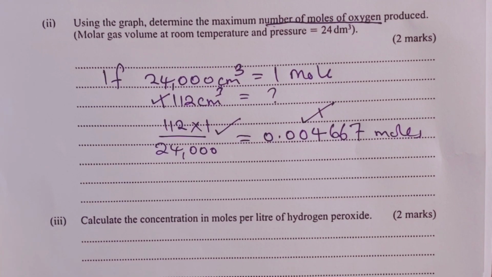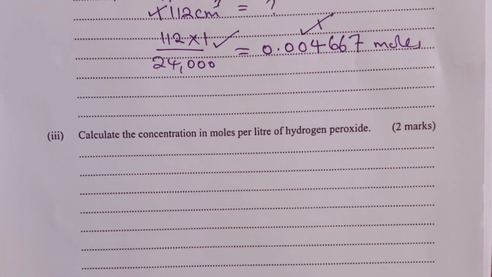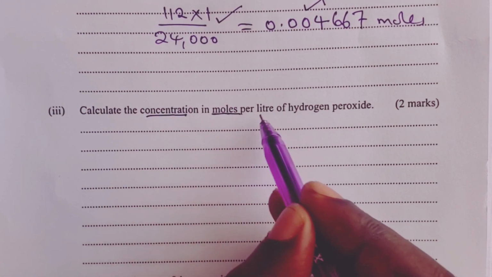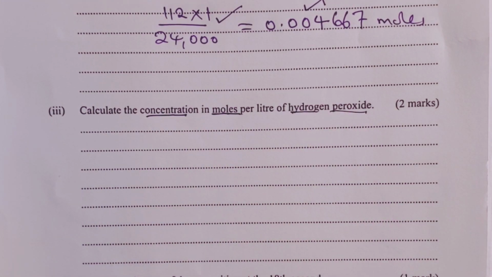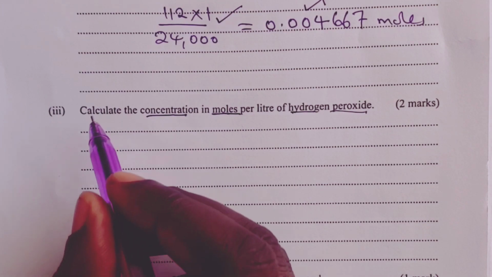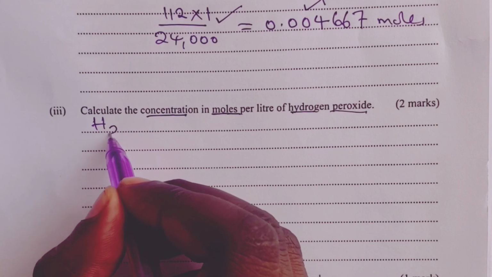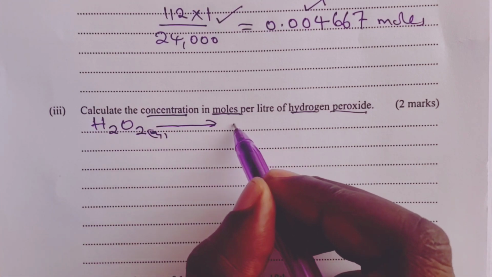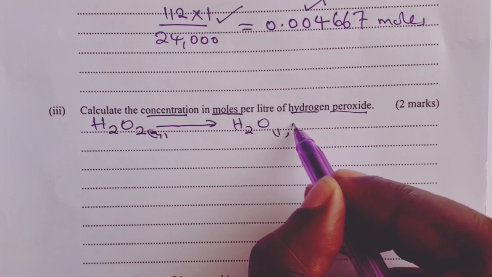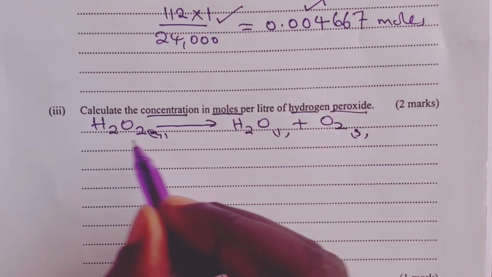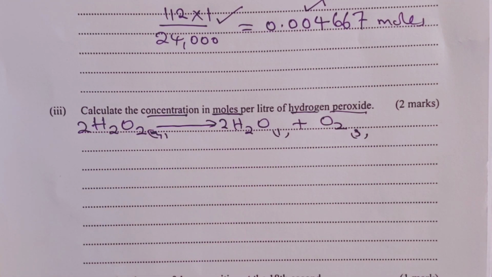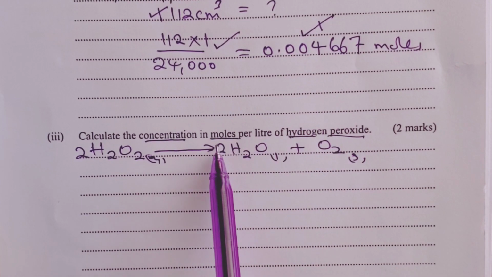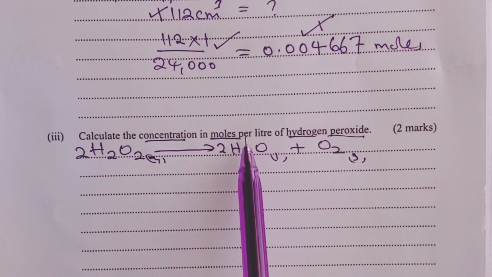For part 3, we are now asked to calculate the concentration in moles per liter of hydrogen peroxide. So here we will be forced to rewrite our equation for the decomposition so that we are able to get the mole ratio between oxygen and our hydrogen peroxide. So moles of oxygen are here. We are asked moles per liter, that is molarity of hydrogen peroxide.